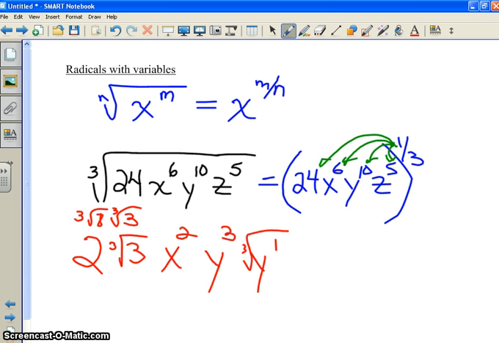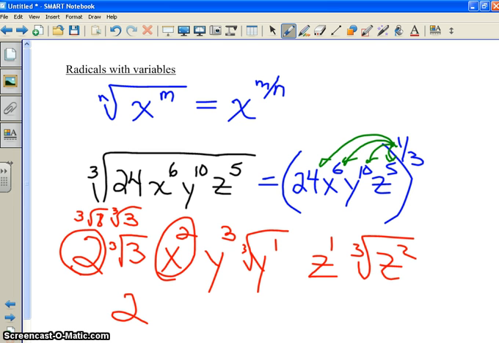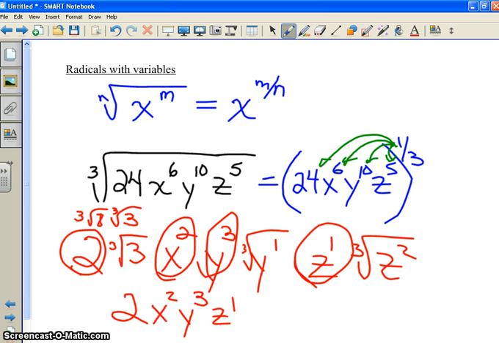So my 1/3 is going to be that radical. And then 5 times 1/3 is 1 and 2/3. And then I'm just going to regroup this all together in a nice orderly fashion. I've got a 2 x squared y cubed z to the first. And then my cube root parts, I've got a 3, a y to the first, and a z to the second.